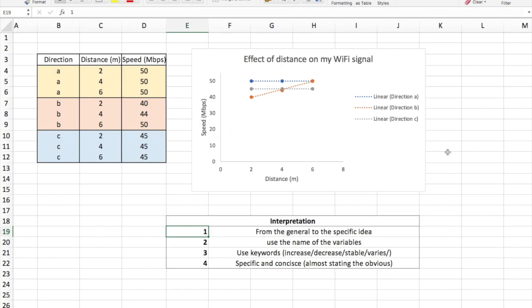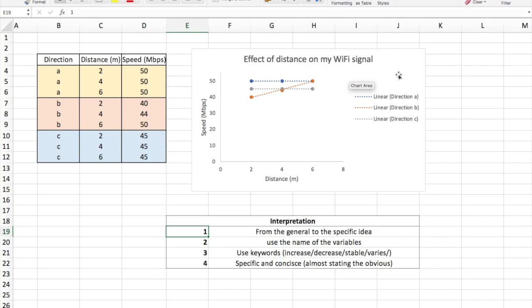So from this example, can you see a general idea? Is there a general pattern? In this case, no, because even though these ones are closely related, this one is not. So what do you do in this case? The general idea is that there is not one pattern, and you actually write it. You say there is not one clear effect of distance on Wi-Fi signal.